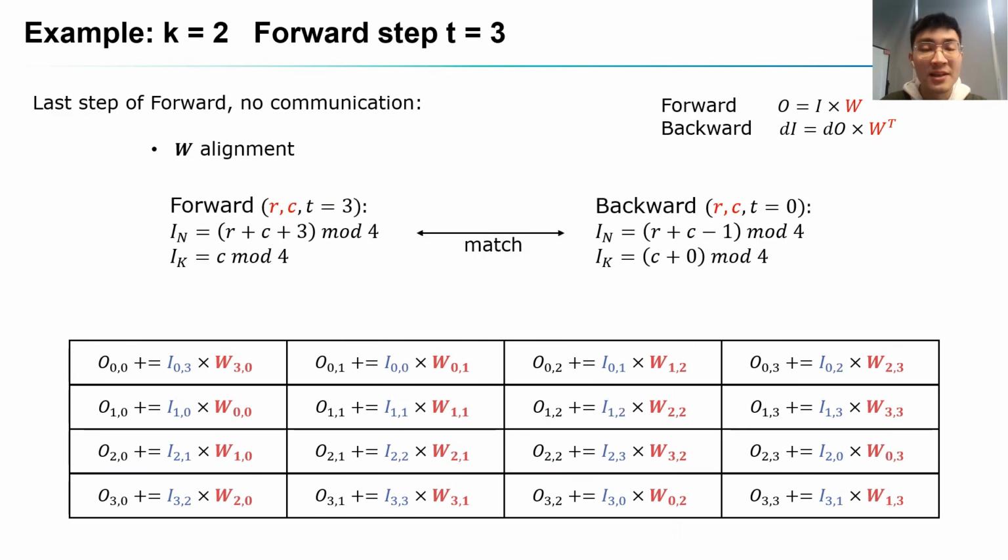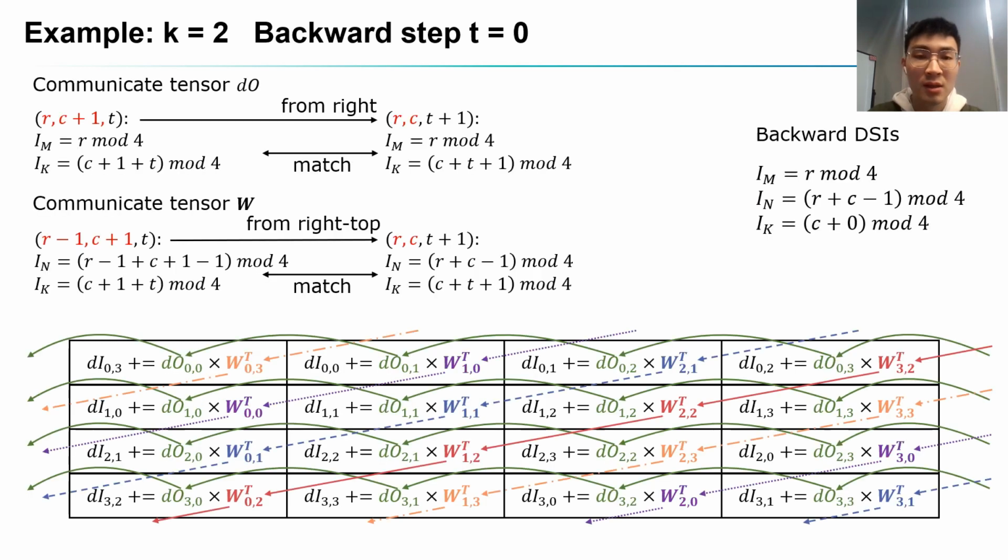Note that no communication is required in the last step of forward, because only tensor W is used in both forward and backward, and we designed DSIs so that the W distribution in the last step of forward matches that in the first step of backward.